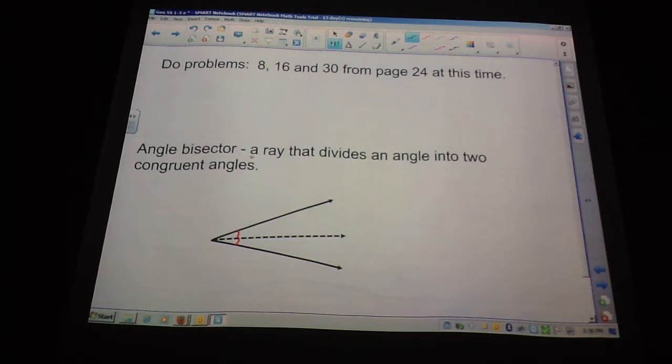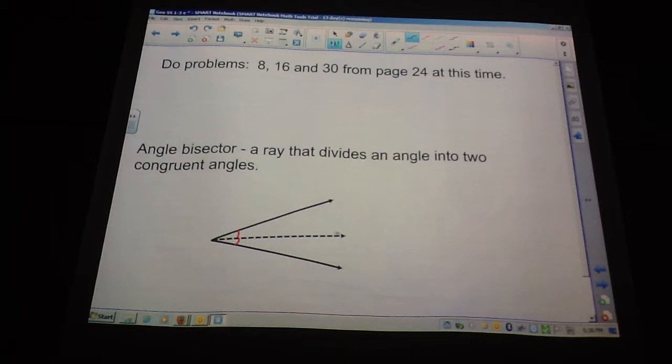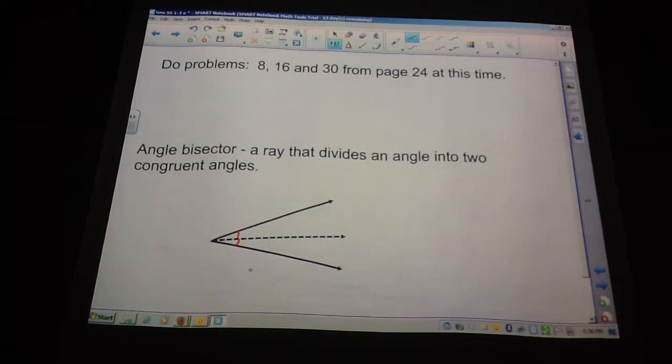An angle bisector is a ray that divides an angle into two congruent angles. So notice here that we have an angle that is all in black, and then we have the angle bisector, which is this ray that comes out in the dotted line here. And we've got two separate arcs marked here because we know the top angle is going to be congruent, or the same measure, as this bottom angle. So this angle's measure is exactly the same as this angle's measure.